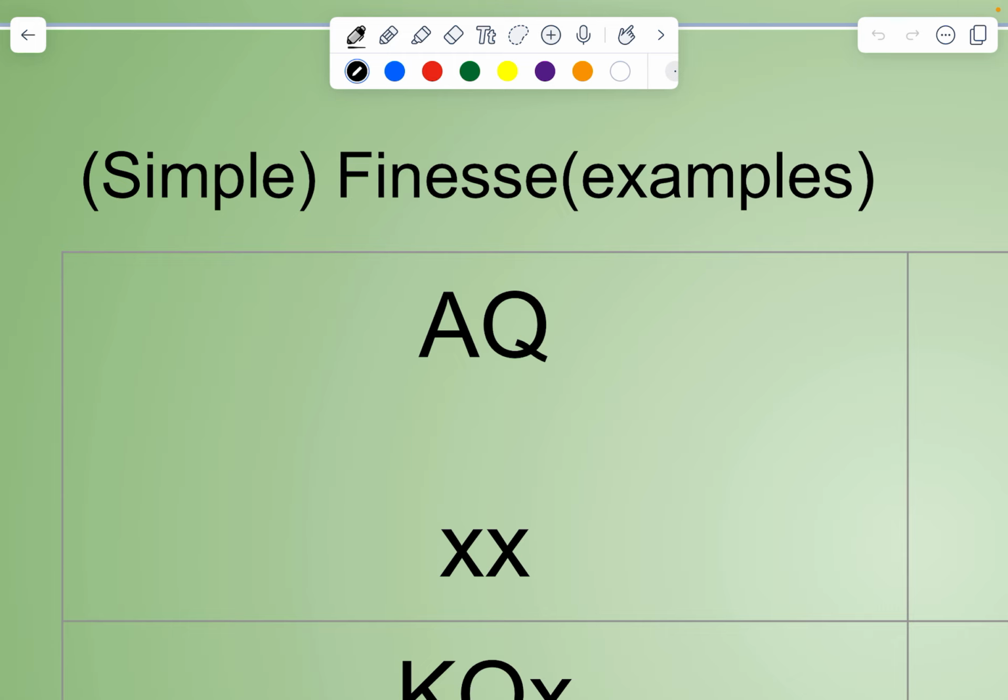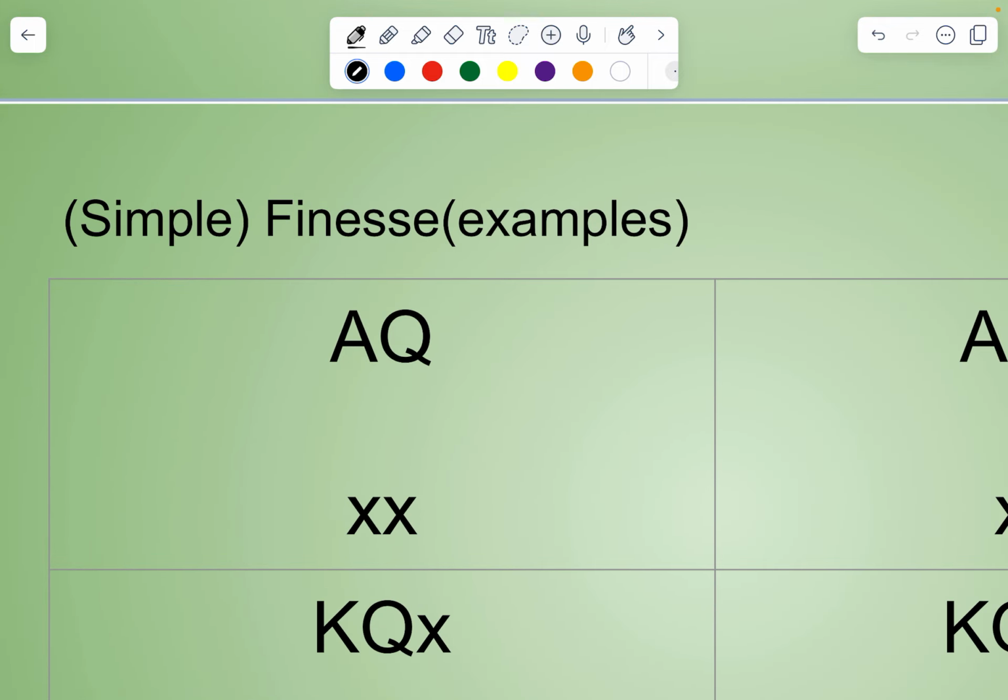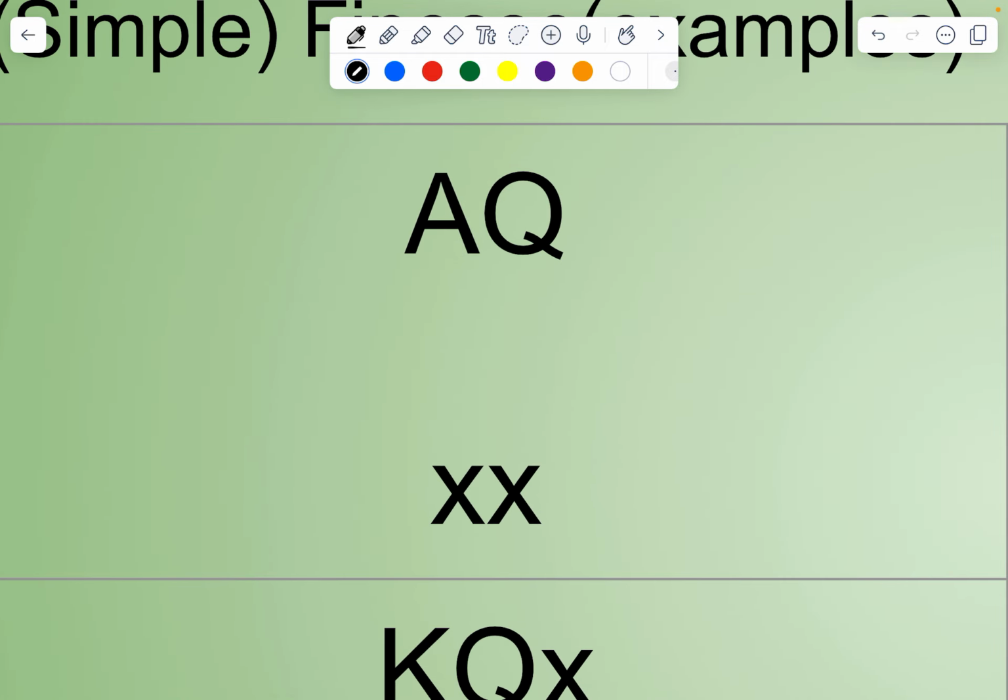Normally, this would be one trick. The ace is worth one trick, right? And the queen, it's not really an adjacent high card. Because it's not adjacent to anything, we can't really count this as two tricks normally. However, with the finesse, we may be able to take tricks on certain occasions.